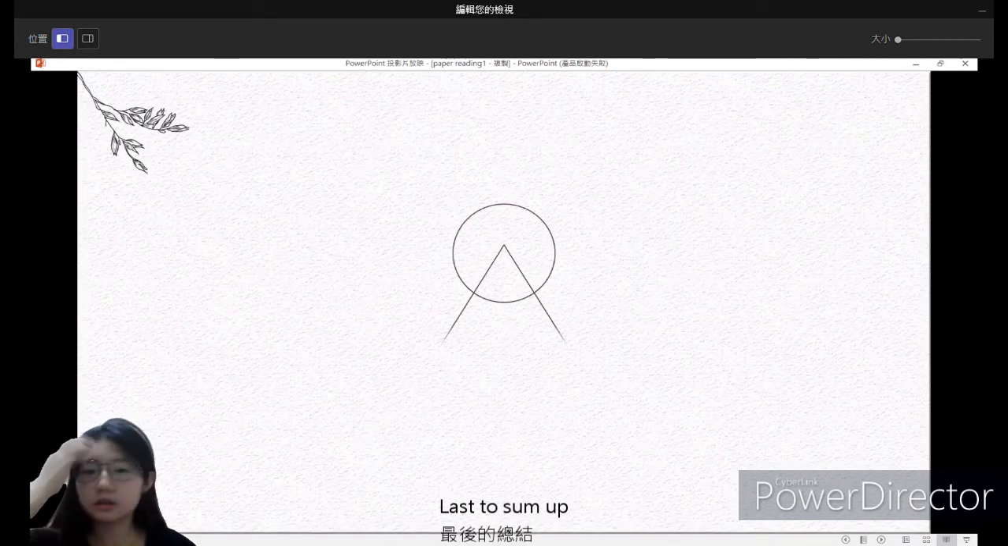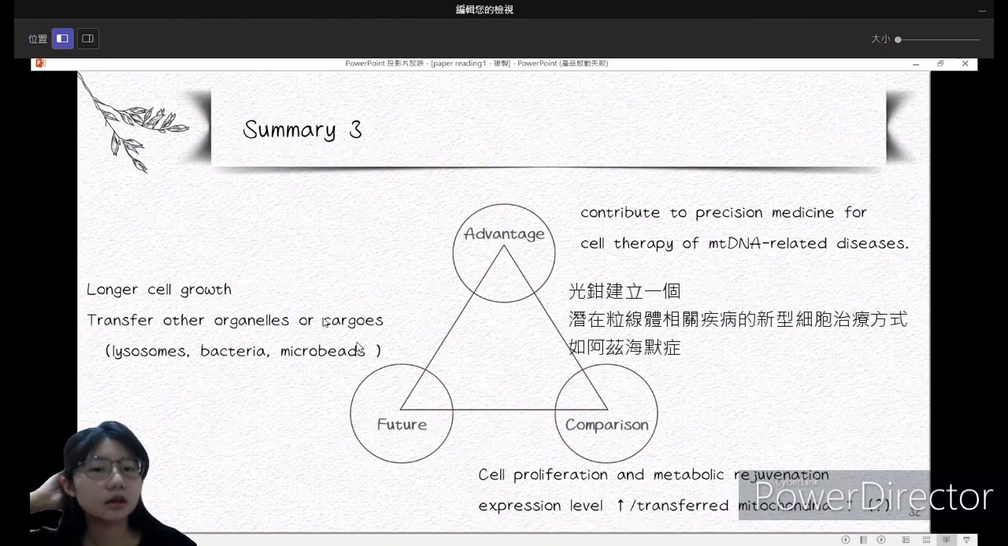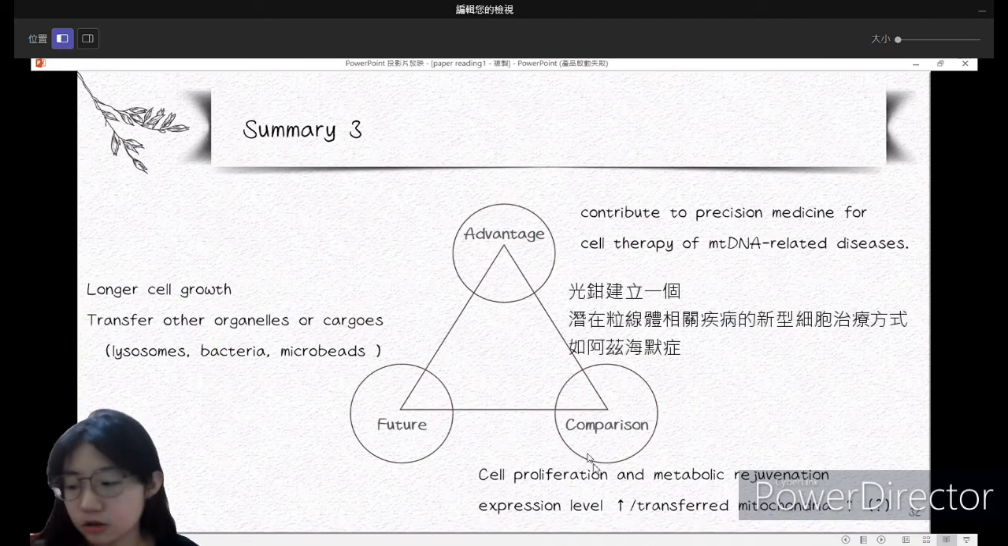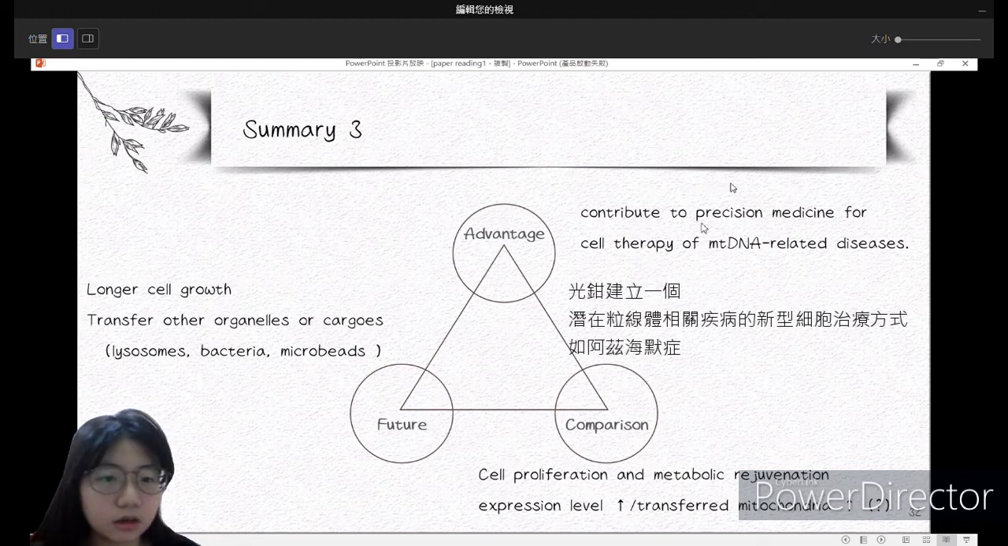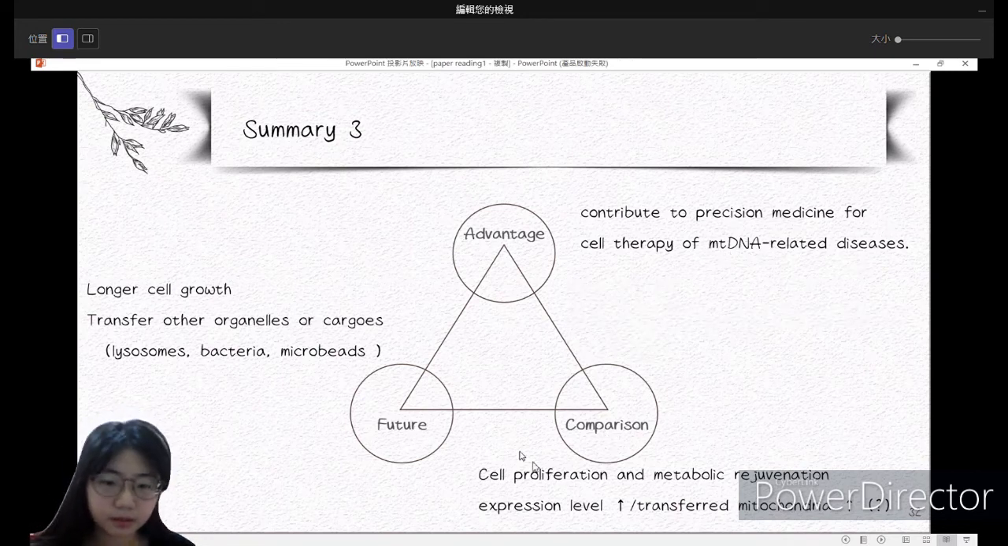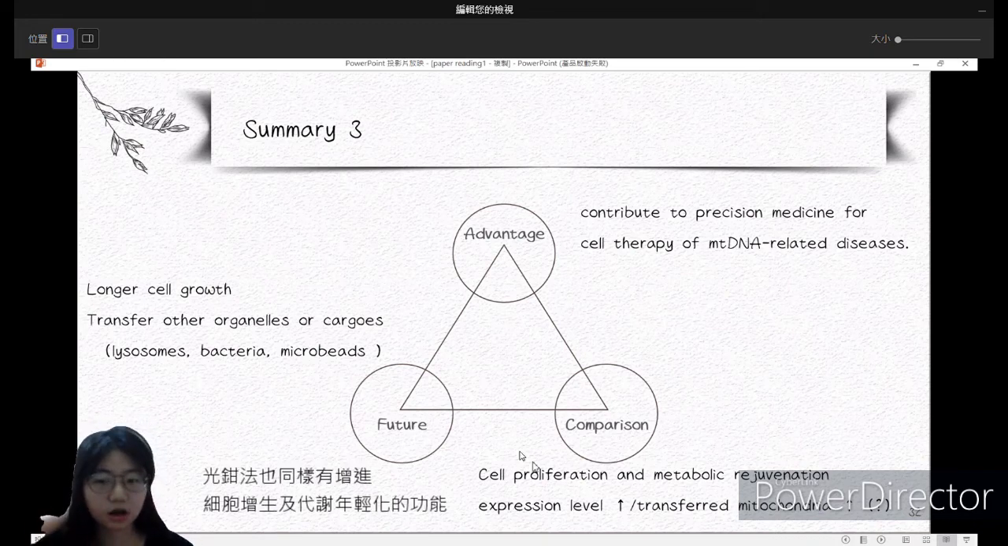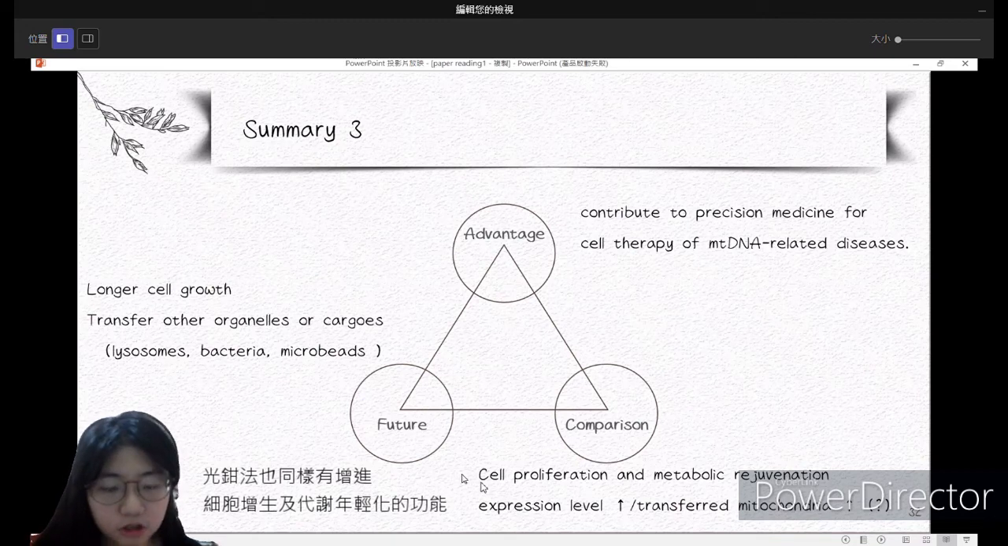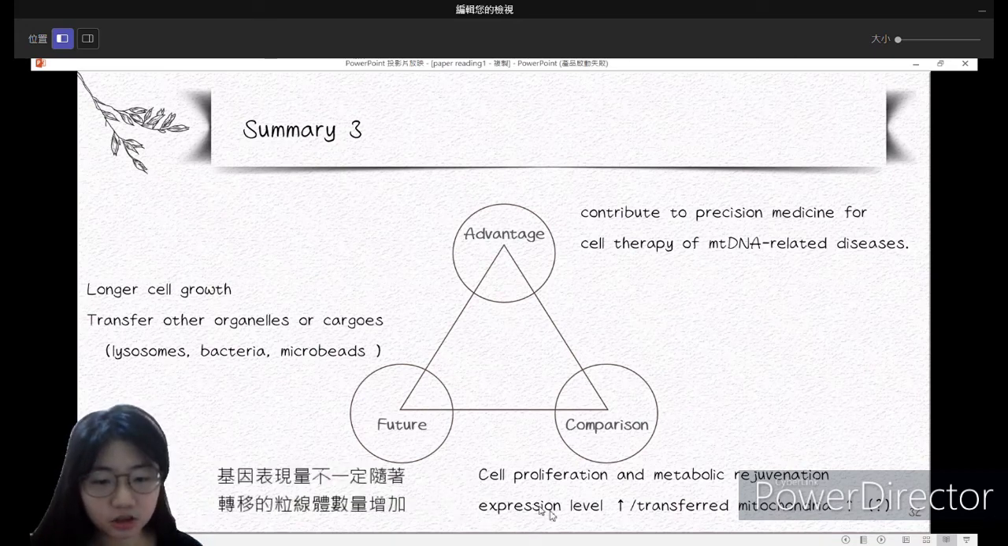Last, to sum up, the advantage of the optical tweezers method: it contributes to precision medicine for cell therapy or mitochondrial DNA-related diseases such as Alzheimer's. And compared with other methods, it also improves cell proliferation and metabolism. The gene expression level does not always increase with the transfected mitochondrial number.